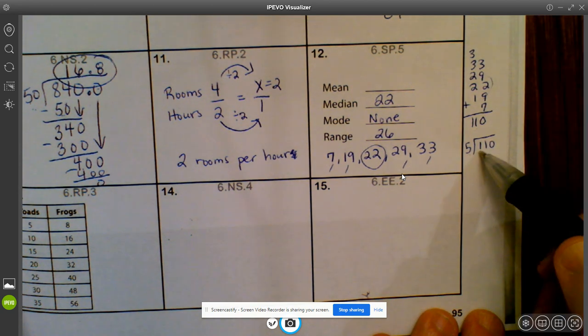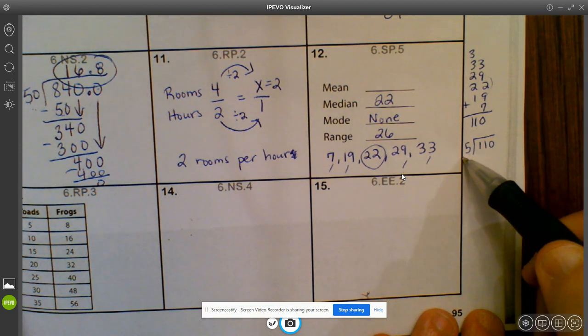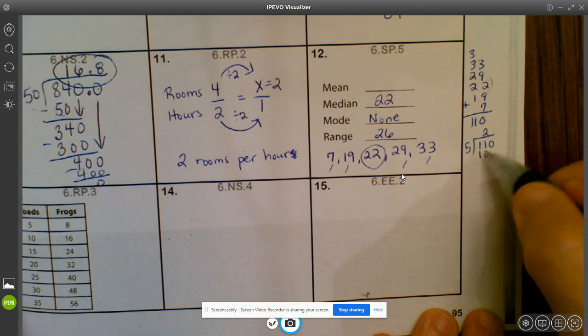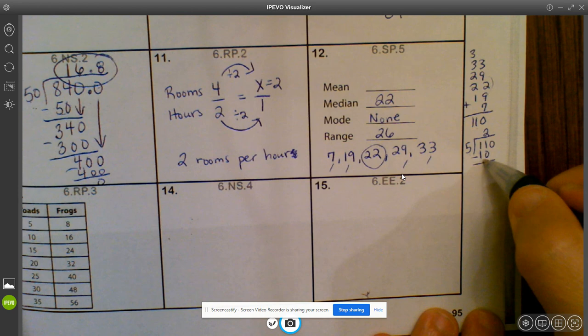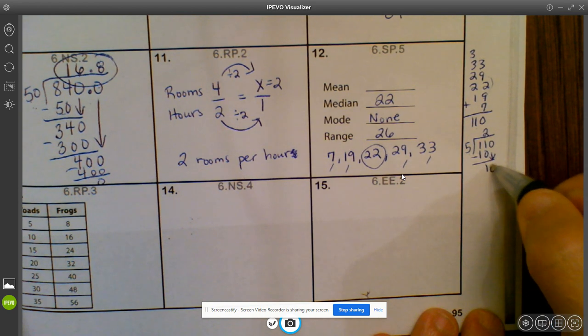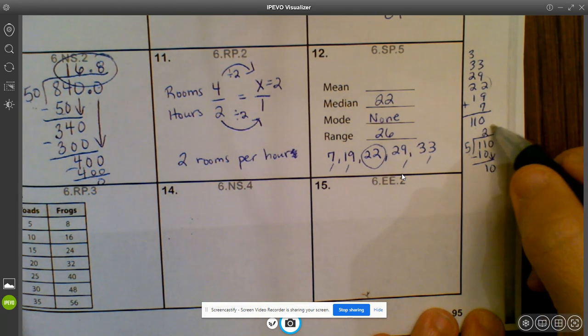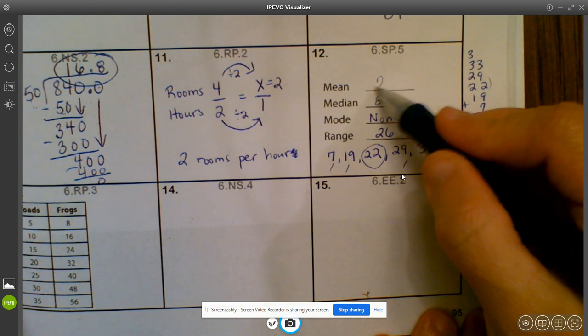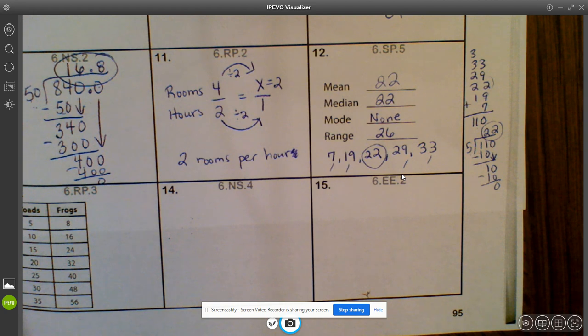How many groups of 5 will go into 1? How many groups of 5 will go into 11? That would be 2. 5 times 2 is 10. Bring down my 0. How many groups of 5 will go into 10? That's 2. So 22. 22 would be your mean as well as your median.